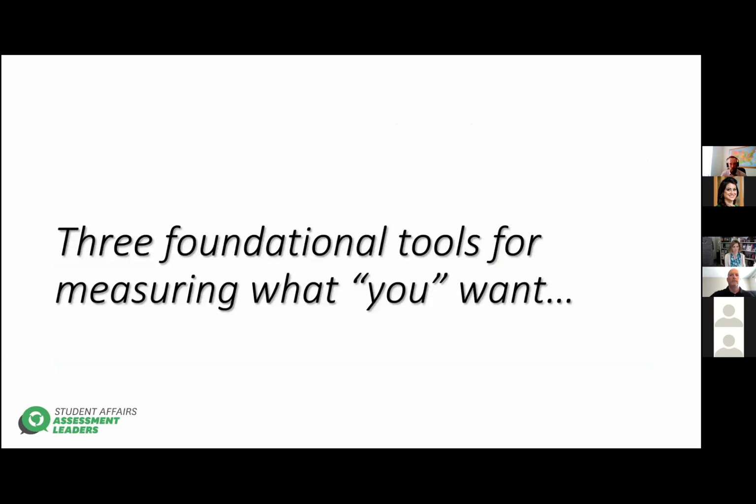So I want to talk about three foundational tools for measuring what you want. And these foundational tools, again, are not foundational in terms of simplicity. They're foundational in terms of building a foundation for a strategic assessment plan that gets you a great deal of valuable information.